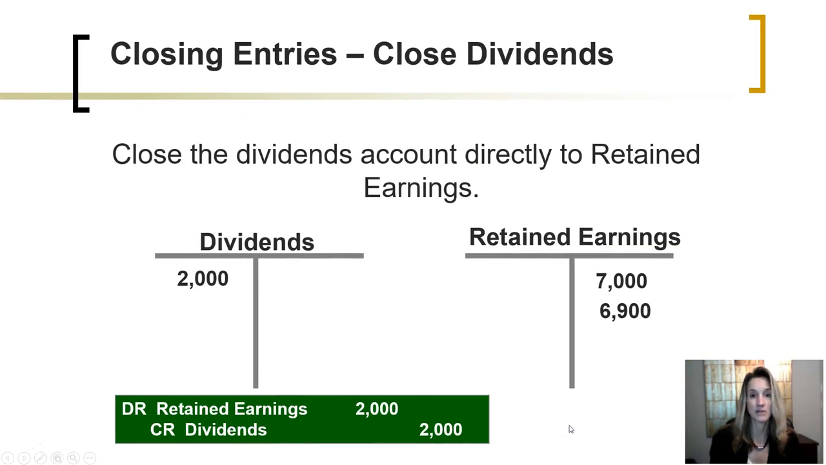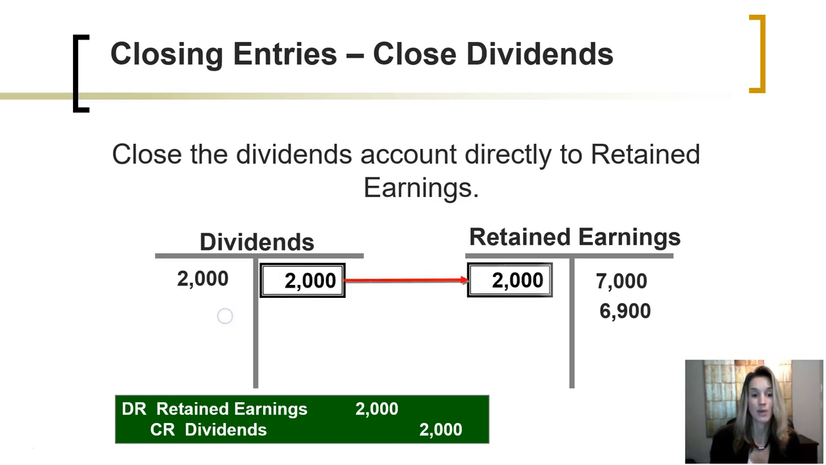The fourth and final closing entry is to close out our last temporary account, which is dividends. In the general ledger, we'll see that dividends is sitting with a debit balance of $2,000. To close out that debit balance, we are going to credit that account and we are going to transfer it directly to retained earnings. Revenues and expenses were initially closed to income summary, and then income summary was closed to retained earnings. But dividends are closed directly to retained earnings.